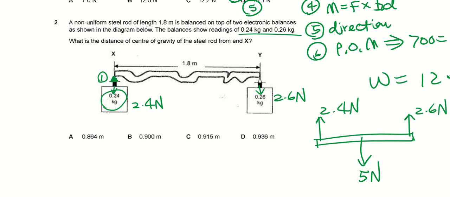What is the force exerted on the weighing scale at X? 2.4, up or down? That is an action-reaction force. The rod presses down on the weighing scale with 2.4. The weighing scale exerts an equal and opposite upward 2.4 Newton on the rod. Understand? But now we are interested in the forces acting on the rod. Acting on the rod, not acting on the weighing scale.